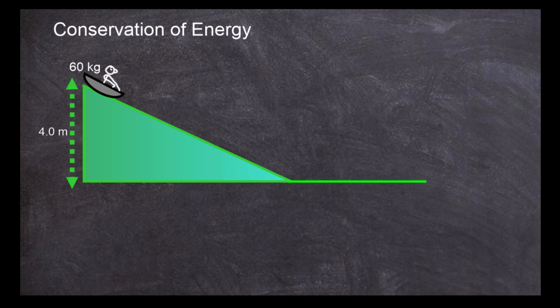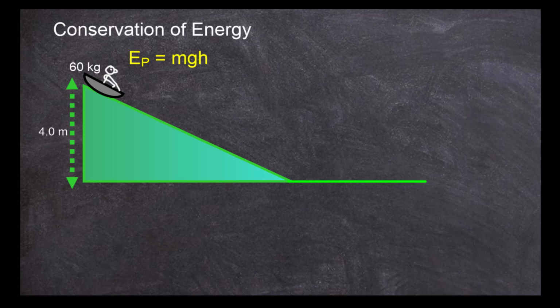We know at the top of the slope the person is going to have gravitational potential energy. That's him and the sledge. And we can work that out with an equation which we know. The gravitational potential energy is equal to the mass of the object times the gravitational field strength of the planet, this time being 9.8 newtons per kilogram because we're on the Earth, and h is the vertical height above our reference point, which we take to be the ground.